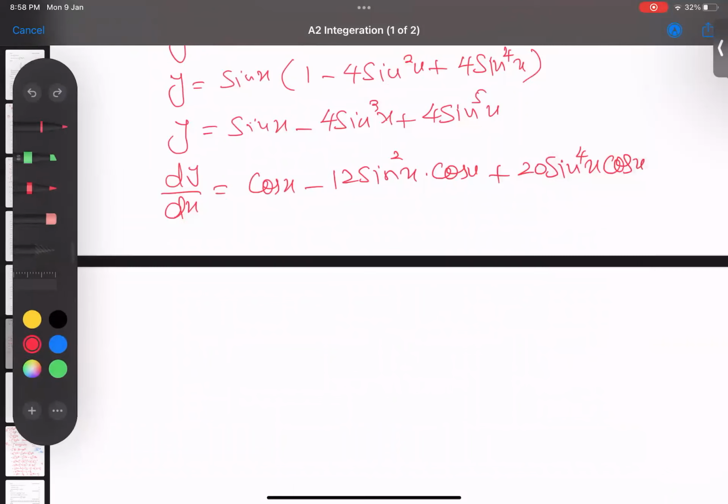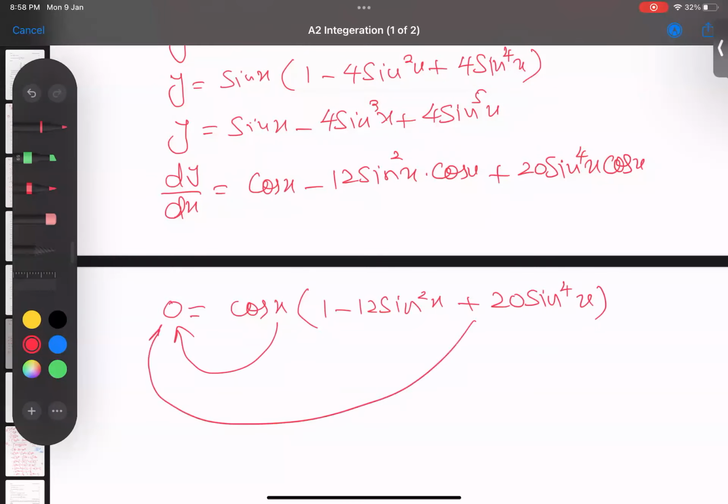And now what to do? Derivative put 0 and take cos common out. Cos common out throughout. I get 1 minus 12 sine square, and I got 20 sine to power 4. Okay, this one. Now either this is equal to 0 or the whole thing is equal to 0. I have two options. So let's see, cos x is equal to 0. One option is this, and the second option is the other part equal to 0.